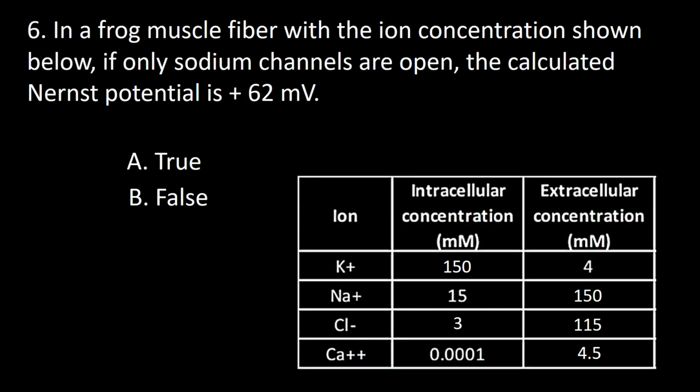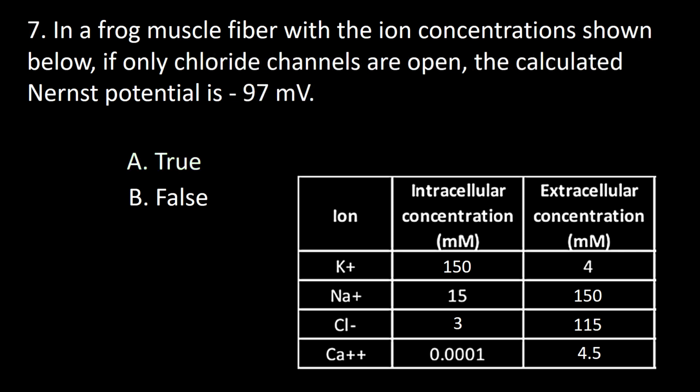So the answer to this question is true. Next question. In a frog muscle fiber with the ion concentration shown below, if only chloride channels are open, the calculated Nernst potential is negative 97 millivolts. A true, B false.